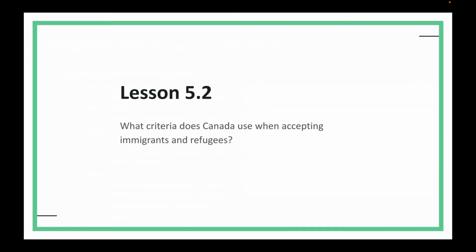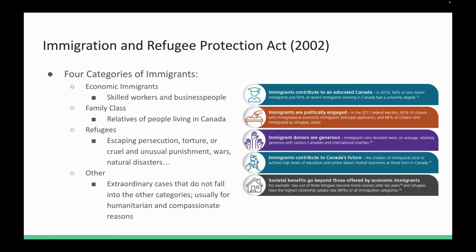All right, welcome to lesson 5.2. What criteria does Canada use when accepting immigrants and refugees? Stepping all the way back to 2002, we're going to talk about the Immigration and Refugee Protection Act. In this Act, four categories of immigrants are identified. First, we have our economic immigrants, and those are going to be skilled workers and business people, and that's going to make up the majority of our immigrants.